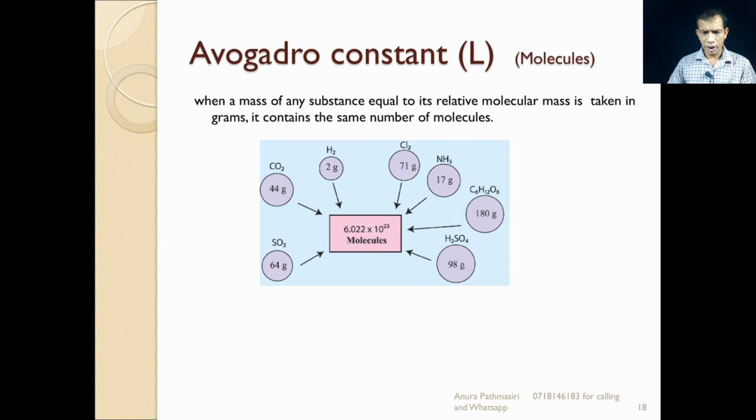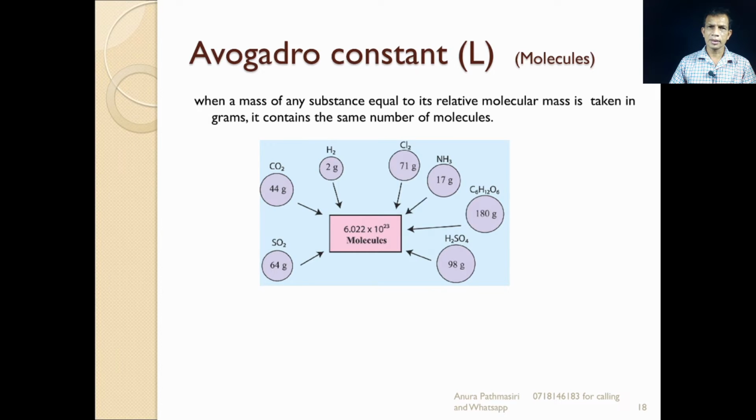And H2 is a molecule. Hydrogen is an atom. When there are two hydrogen atoms, it makes a molecule. And Cl2 is a molecule, 35.5 plus 35.5, altogether 71. So 71 gram contains the same amount of molecules.